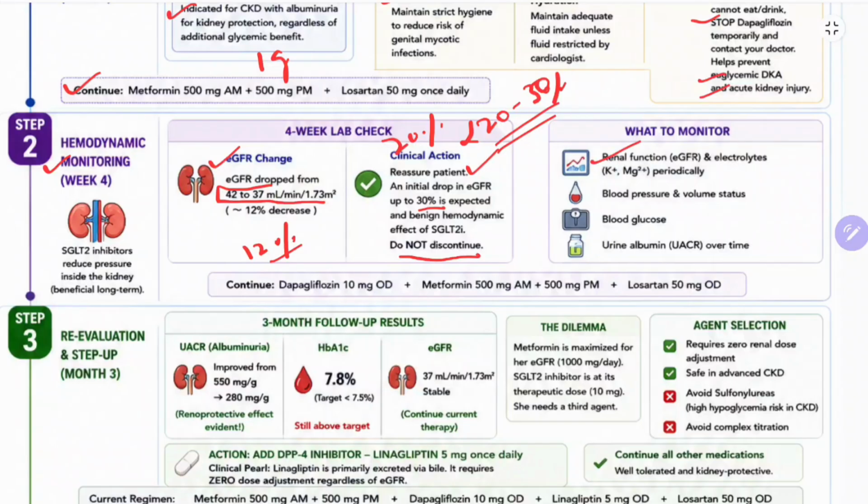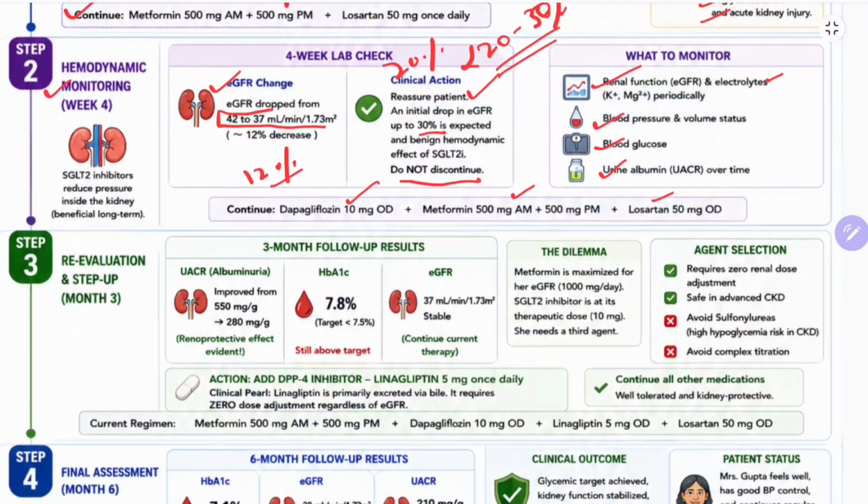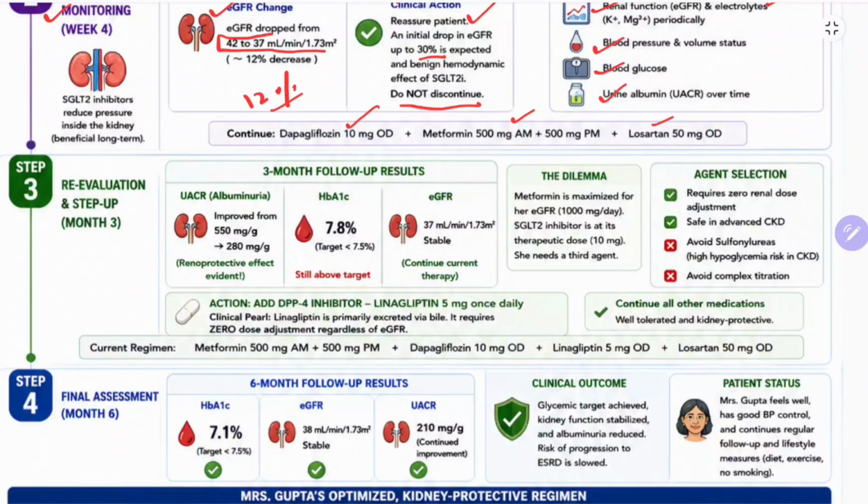What to monitor? Monitor eGFR, potassium and magnesium levels and electrolytes, blood pressure and volume status, blood glucose, and UPCR over time. Now the therapy is dapagliflozin 10 mg, metformin, and losartan. Now re-evaluation is done at the 3rd month. At the 3rd month UACR improved from 550 to 280 mg per gram. So the renoprotective effect is evident now. HbA1c dropped to 7.8%, but is still above the target. eGFR is stable. It is not decreasing. See, it is 37 only.